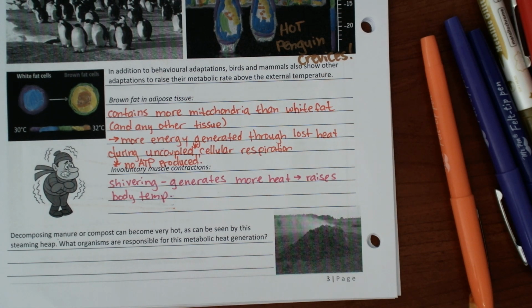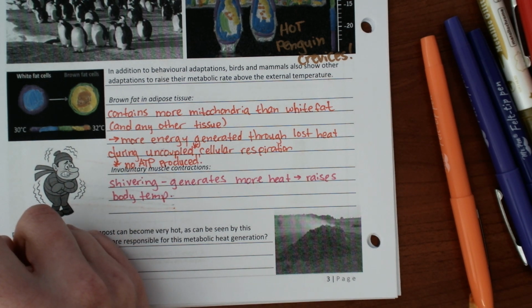And then here's a fun one. Decomposing manure or compost can become really hot, as seen by this steaming heap. They literally put a steaming pile of shit in the packet. I think that's really funny. What organisms are responsible for this metabolic heat generation? It is your bacteria and other decomposers, but mainly your bacteria.